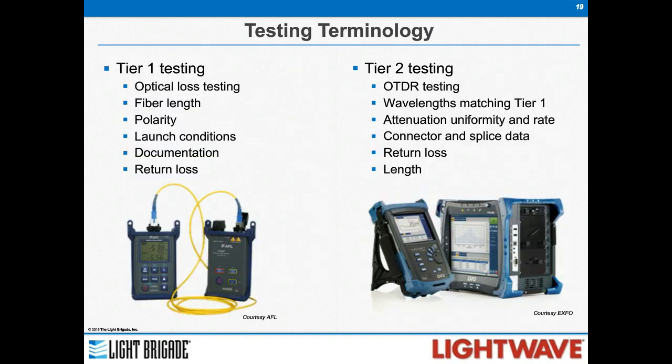So testing, Tier 1 is optical loss testing, often fiber length as well, and polarity. Those are the key things that get tested in Tier 1 testing. Tier 2, we add an OTDR to that. And obviously, you need to match wavelengths. If you're doing dual wavelength testing, you need to make sure that your OTDR has that capability. And then in Tier 2, you're checking for attenuation uniformity, loss, connectors, and splices, and what their losses are, and often testing for optical return loss as well.